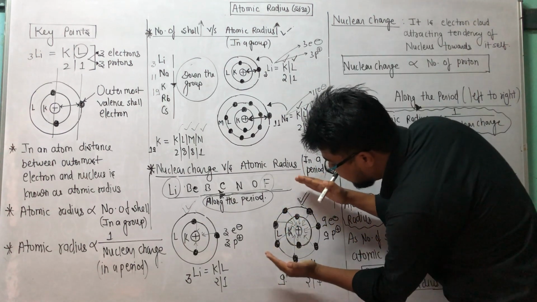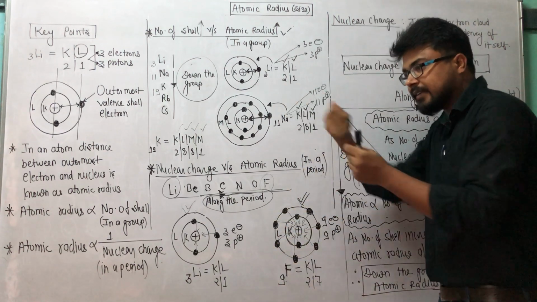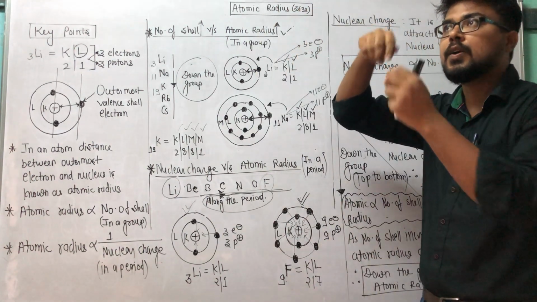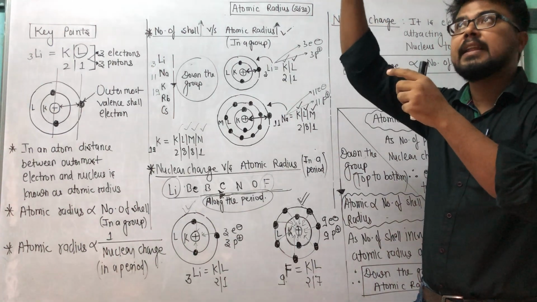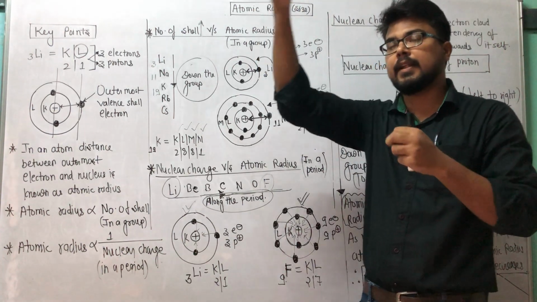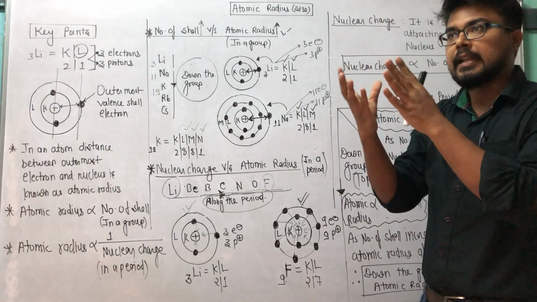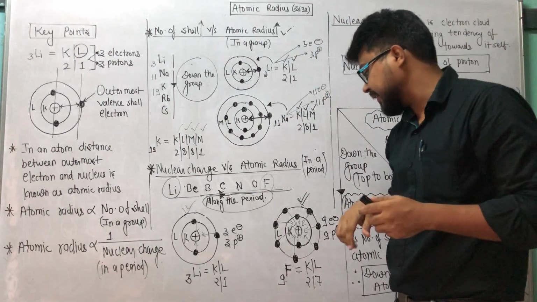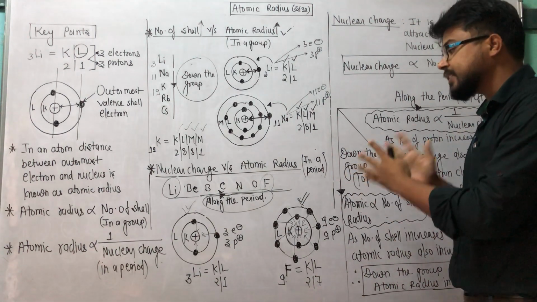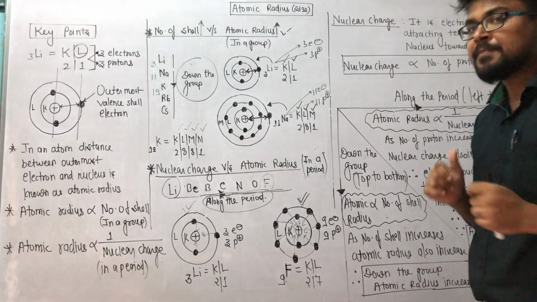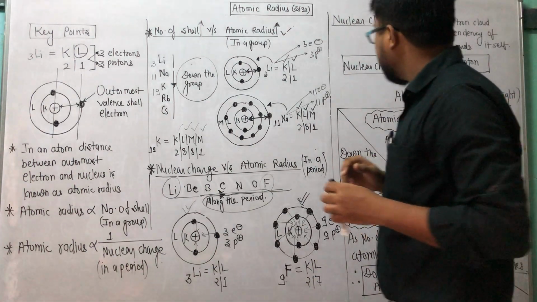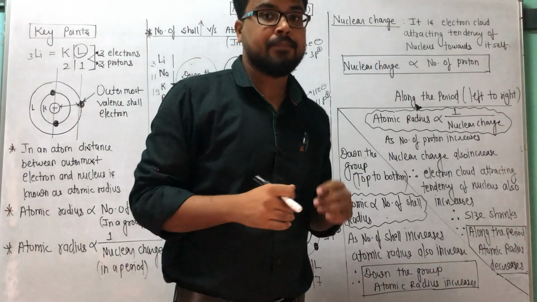The size will shrink a little because it will attract, just like we pull a kite when we fly it in the environment, and when the time is over we pull it towards ourselves. Correct? Same like this. So nuclear charge is nothing but the charge of the nucleus, or it is the electron cloud attracting tendency.